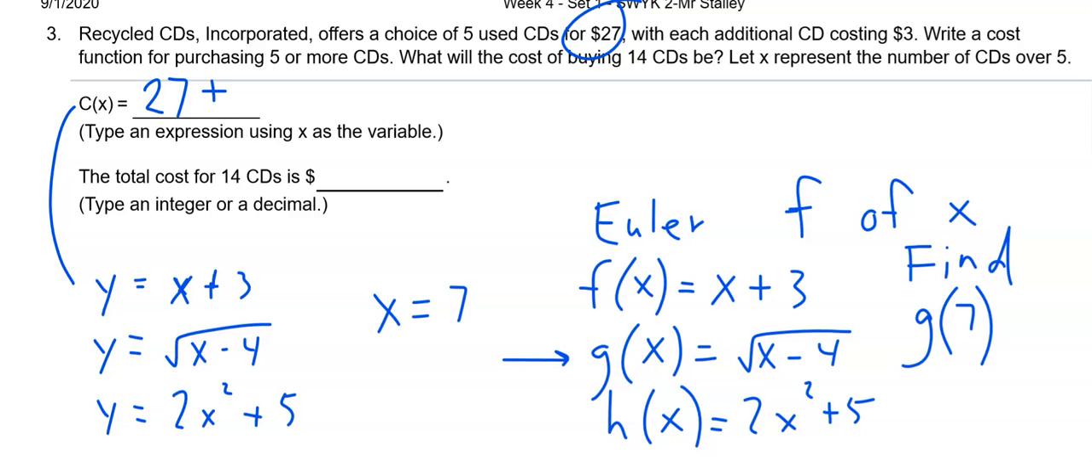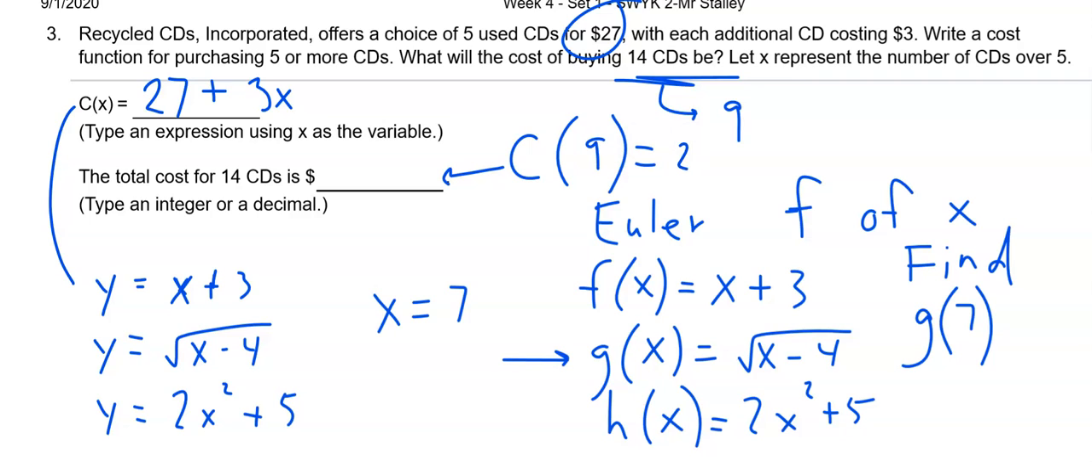And so in this problem, when we were working on this earlier in the other video, we figured out that we had 9 CDs that we needed to plug in. And as you recall, this was 27 plus 3x. So for this answer right here, we wanted C of 9. In other words, we were going to plug in 27 plus 3 times 9, and that's how we ended up with our 54. But this was Euler's function notation, and I forgot to really mention it. So I thought I would mention it in this separate little video.